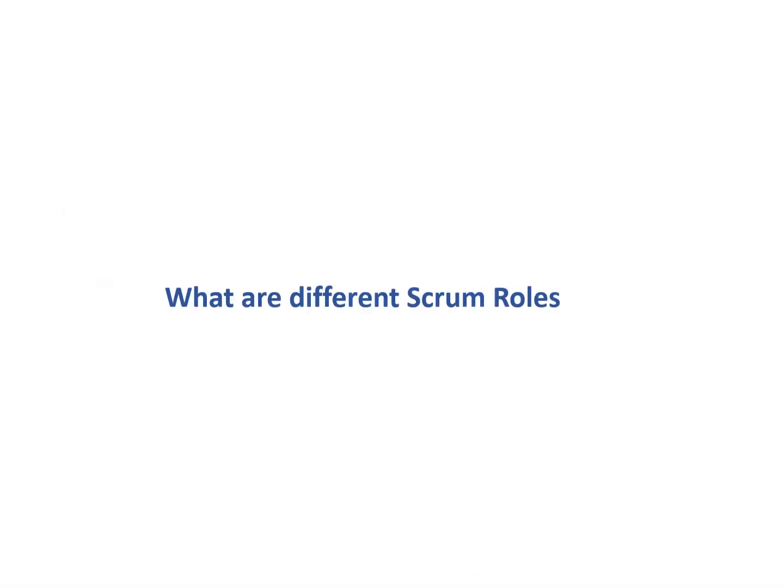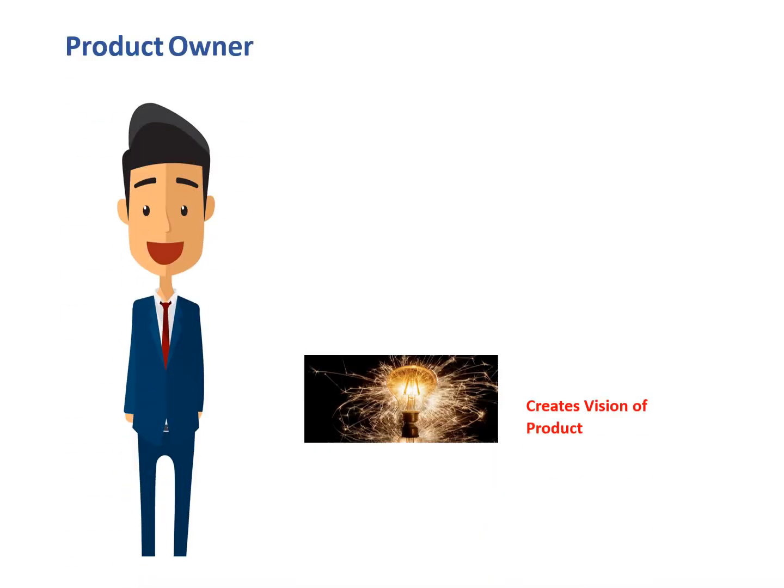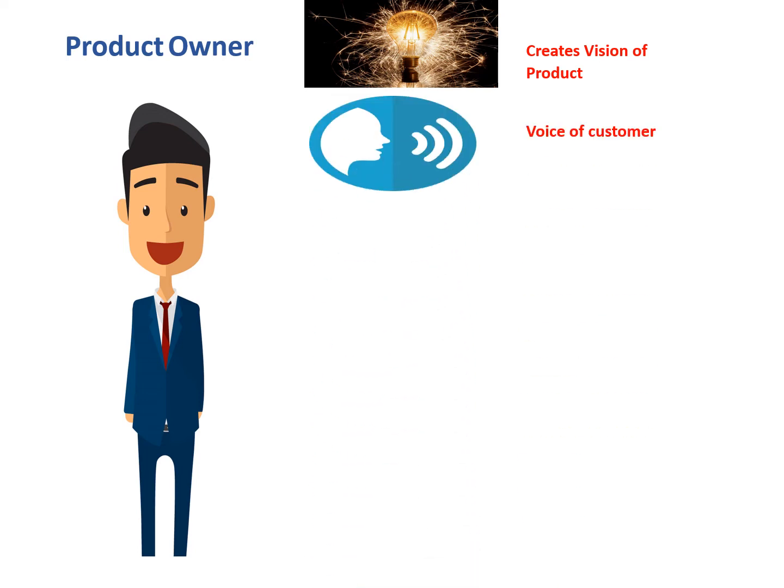Let's learn more about the Scrum roles in depth. Scrum team has 3 roles: product owner, Scrum Master, and the development team. Let's look at the product owner in more depth. Product owner defines goals and creates vision for the development project, describes how the product should look and what features should be included. Product owner communicates with external stakeholders and translates their needs to the team. He is the one who brings the voice of the customer to the team.